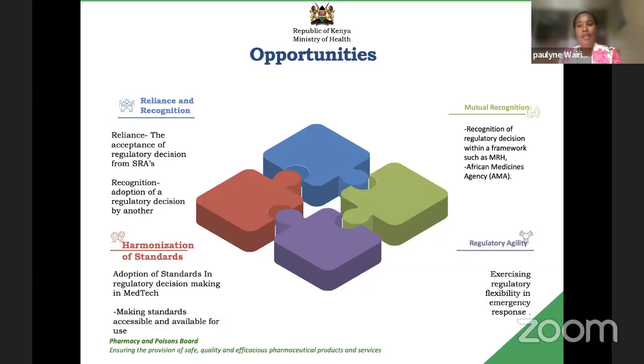The reason why I believe that these are the key opportunities that Africa can benefit greatly from, and also the use of national regulatory authorities, is because this is a direction that is being harnessed. Mutual recognition, using regulatory agility as platforms or ways to fast track availability of product, but also ensuring that standards are easily accessible and affordable, because of course it's a resource that is costly, but also ensuring that it's one way that we can use to lessen and remove substandard and falsified products in our market.